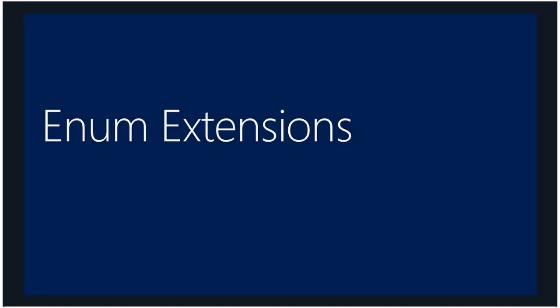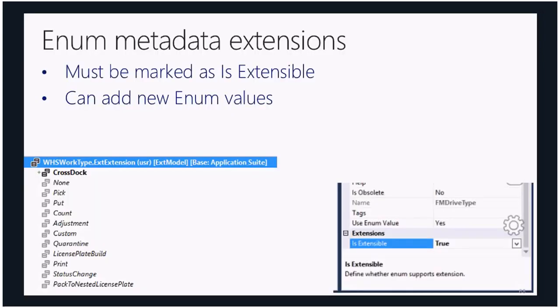Let's talk next about enum extensions and what is necessary to add new values to an enum. In order to create an extension and add values to a base enum, it must be marked as is extensible. If this is true, then you can create an extension and add additional enum values to support your solution. Note that the same naming rules apply to enums as well.